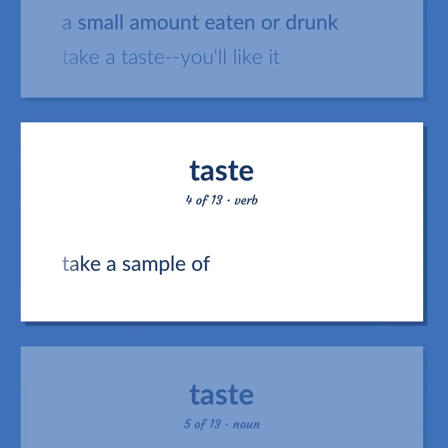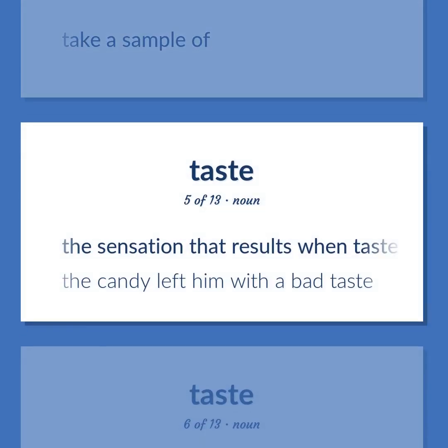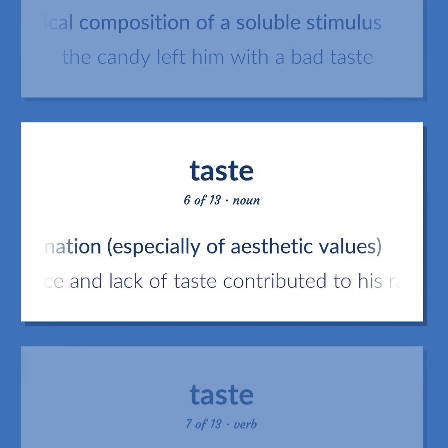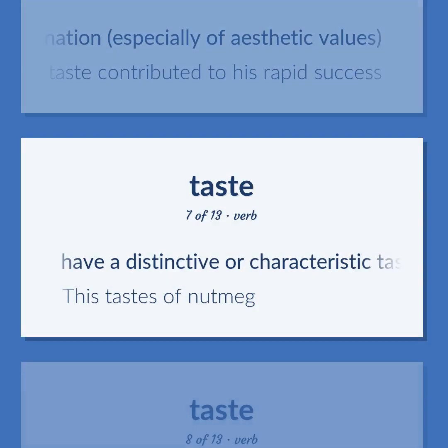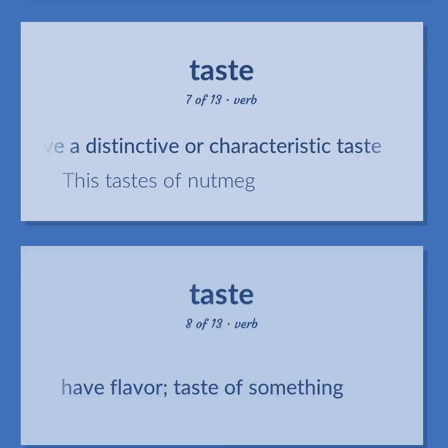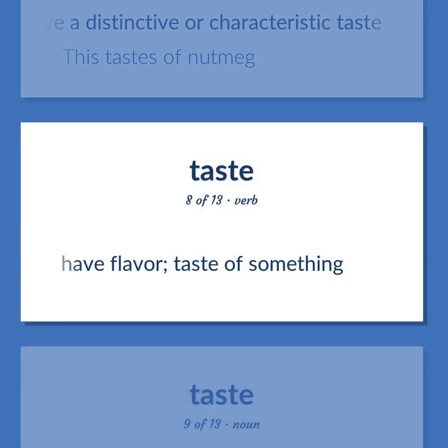Take a sample of. The sensation that results when taste buds in the tongue and throat convey information about the chemical composition of a soluble stimulus. The candy left him with a bad taste. Delicate discrimination, especially of aesthetic values. Arrogance and lack of taste contributed to his rapid success. Have a distinctive or characteristic taste. This tastes of nutmeg. Have flavor. Taste of something.